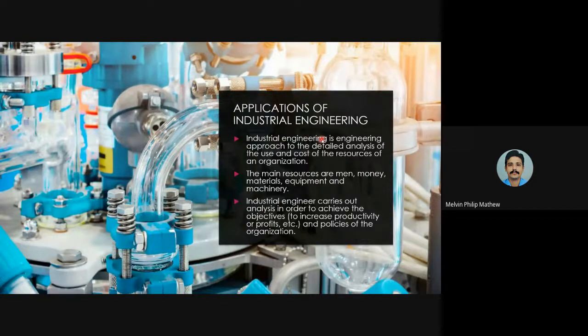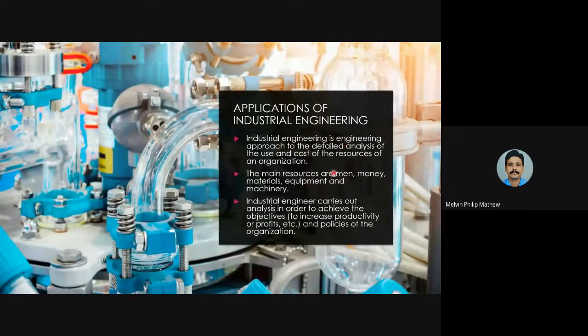So industrial engineering is the study of all the facilities, and we have looked upon each function of industrial engineering. We are applying the engineering, that is the mathematical and physical solution, to each and every field, such as the resources: men, money, material, equipment and machinery. So we are applying this engineering analysis to each field.